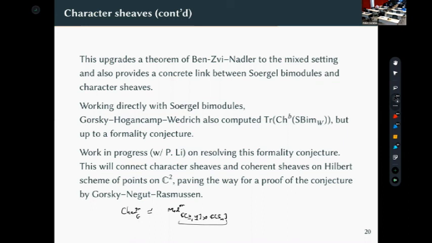Does that answer the question? For other types, does the same C2 arise as well? No. For other types, the category is more complicated. It will decompose into different blocks. It's not C2. I actually don't know the answer for other types. You can compute what it is, but I'm not sure whether you can relate it to some Hilbert scheme or not. Does that answer the question?